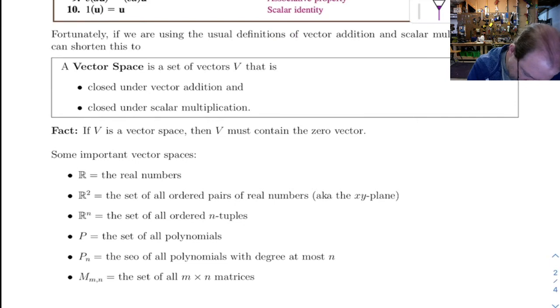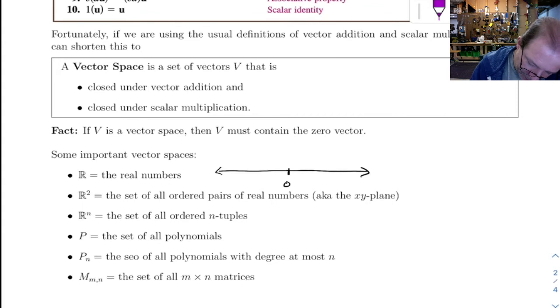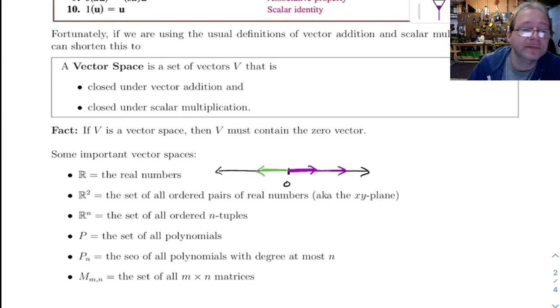So some examples of important vector spaces are these guys. We've already talked about some of them. The real numbers form a vector space. If you think about it, that makes sense. It's the set of all vectors that live on the number line. You take any two of these guys and add them together, you're still going to have a real number on the number line. And if you take any of those and scale them by any amount, the result is still going to be on the number line.